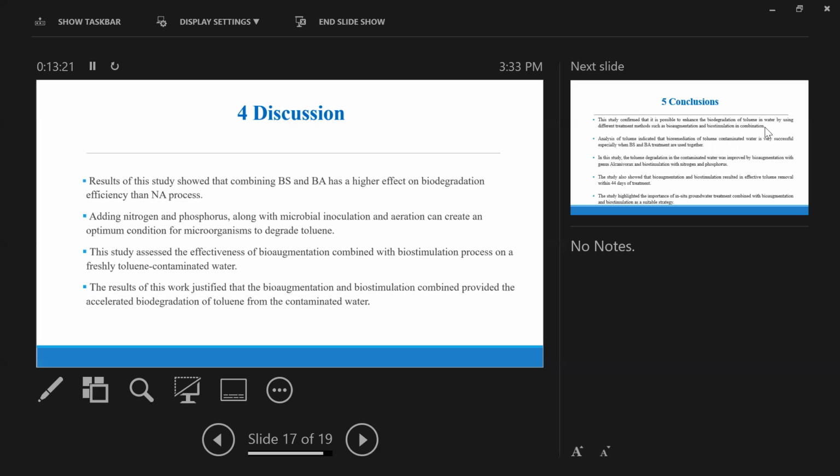This study assessed the effectiveness of bioaugmentation combined with biostimulation for freshly toluene-contaminated water. We just tested toluene, but again, this process can be tested for different contaminants like benzene, PCE, TCE, and other hydrocarbons.